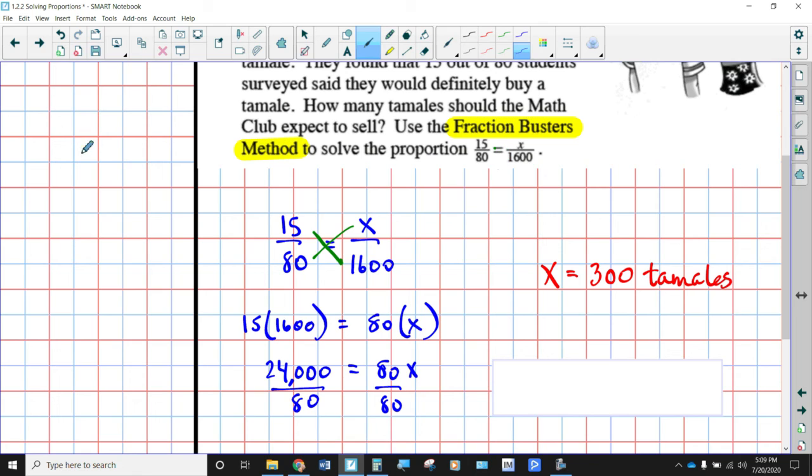So I'm going to just check because this seemed like it was pretty easy to do, right? If we had multiplied, let's put this on the left-hand side. If we had multiplied 80 times 20, that would give us 1,600, correct? So is 20 times 15 300? It is. So we've done it two different ways, got the exact same answer both ways, which proves that this works, okay? So yeah, that's the fraction busters or cross multiplication.